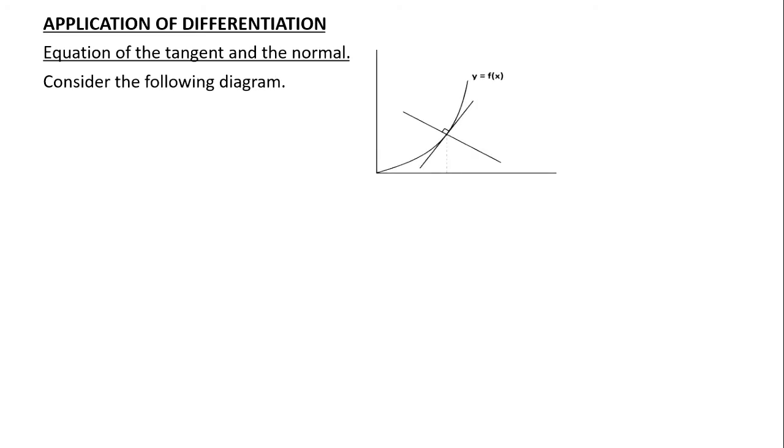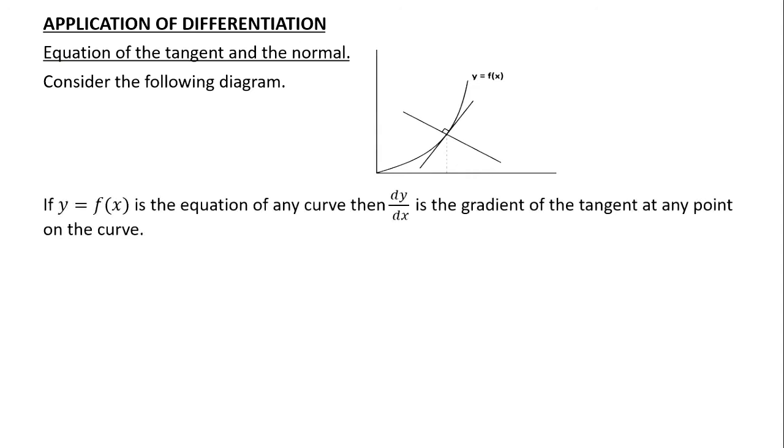Application of differentiation. The equation of the tangent and the normal. Consider the diagram. If you have that tangent, that line which is touching the curve, and the perpendicular line, which is at right angles, that line which is perpendicular to the tangent is what is known as the normal. If y equal to f of x is the equation of any curve, then dy/dx is the gradient of the tangent at any point on the curve.